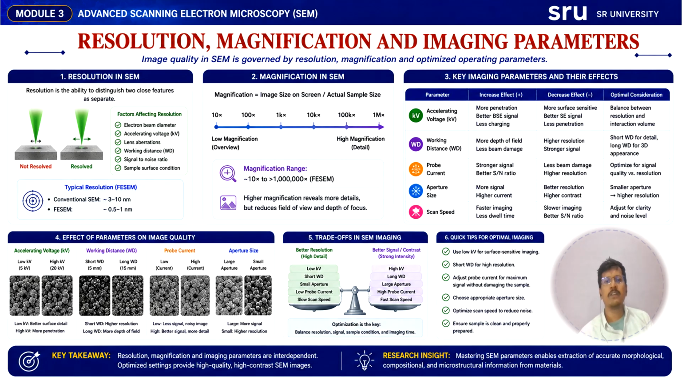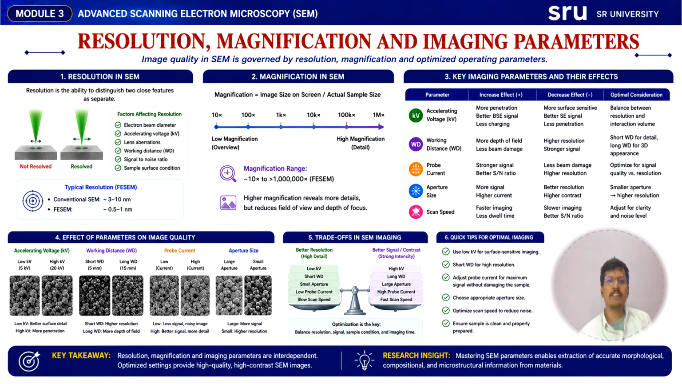Resolution refers to the ability of a microscope to distinguish two closely spaced features as separate objects. In simple terms, it determines the smallest detail that can be observed in the image. A high resolution image reveals fine structural details, whereas a low resolution image may blur important features together.